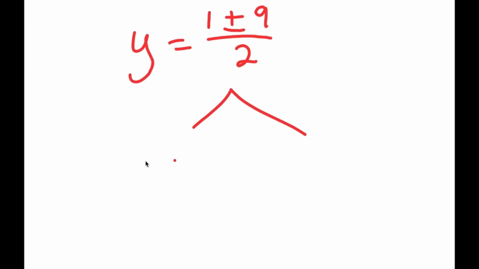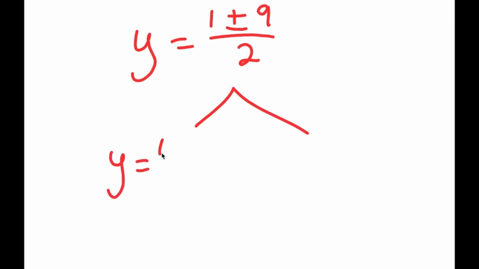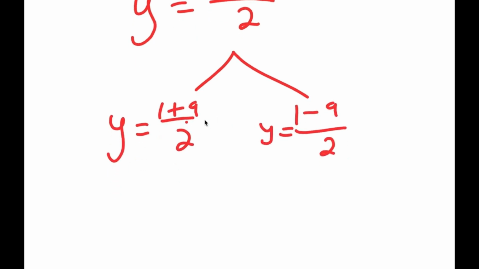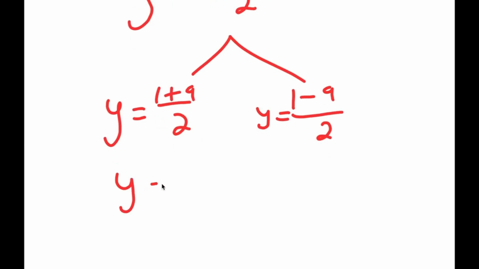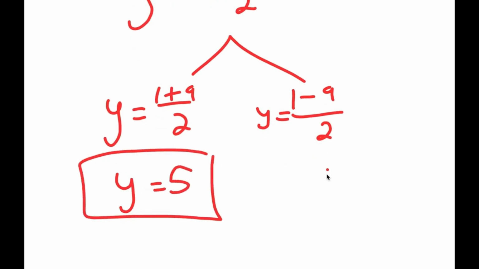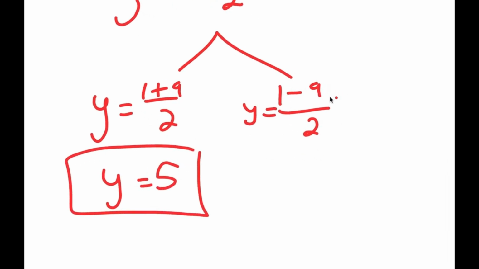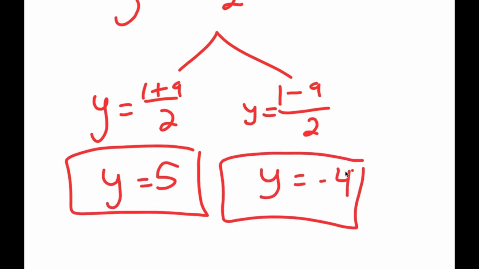Now this gives me two solutions. I get y equals 1 plus 9 over 2 and y equals 1 minus 9 over 2. So 1 plus 9 is 10, and 10 divided by 2 is 5, so I get y equals 5 as one solution, and 1 minus 9 is negative 8. Negative 8 over 2 is negative 4, so y equals negative 4 is another solution.